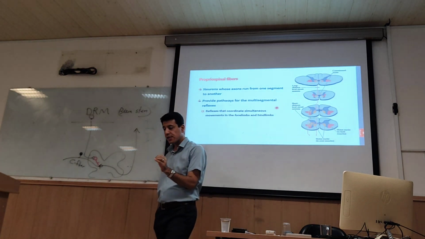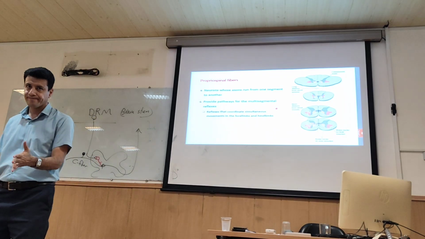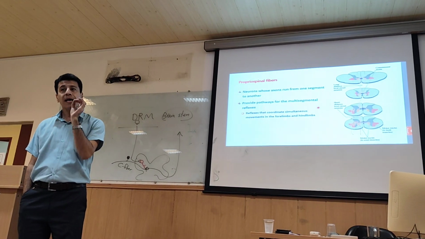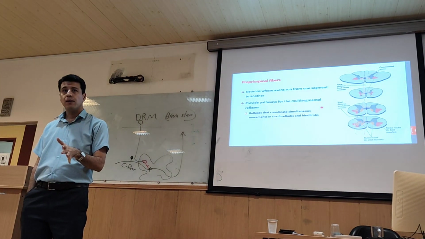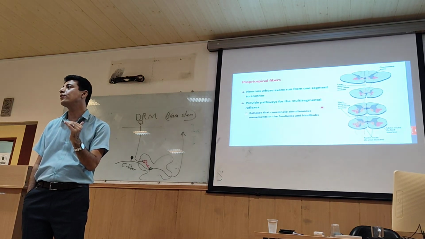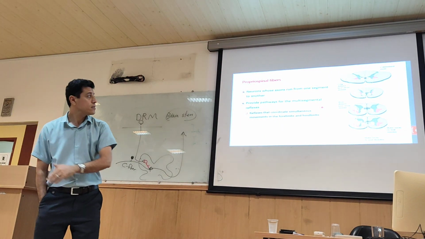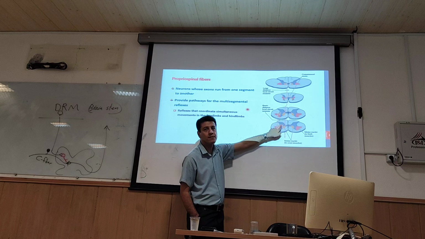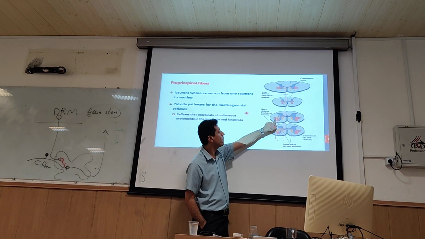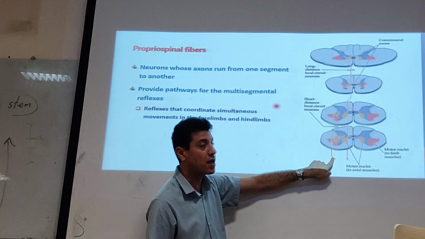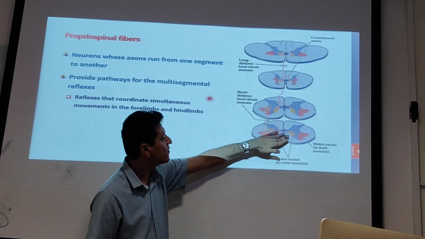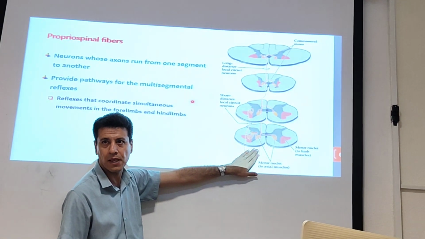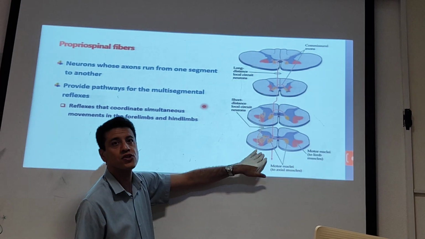Propriospinal neurons are neurons that have their somas in the spinal cord. So the soma of these neurons is in the spinal cord. The axons are also in the spinal cord. So the whole neuron is located in the spinal cord. They don't go out of the spinal cord. Right? So here you can see one of them. Soma is here. It has some axons that go upward and other axons that go downward. So they provide a connection between this segment and some segments above, some segments below. So it provides vertical connections.